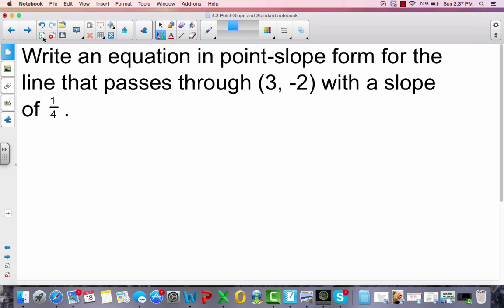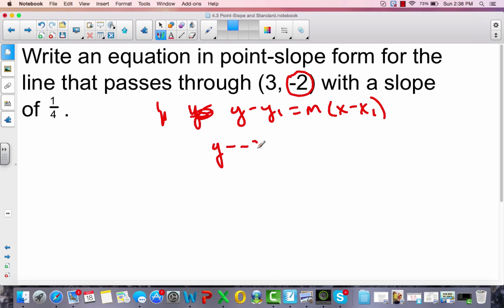Write an equation in point-slope form for the line that passes through the point 3, negative 2, and has a slope of 1/4. Remember the formula is y minus y1 equals slope times x minus x1. So we come over here and we see the y is negative 2, so we write y minus a minus 2 equals slope 1/4 times x minus 3.